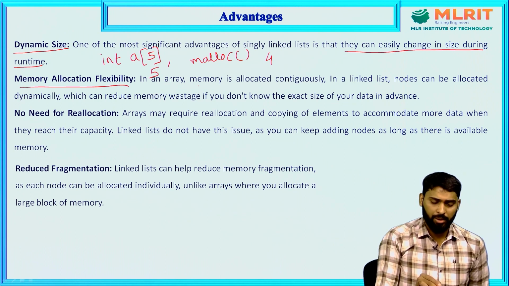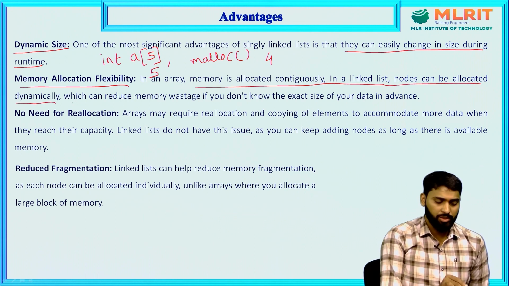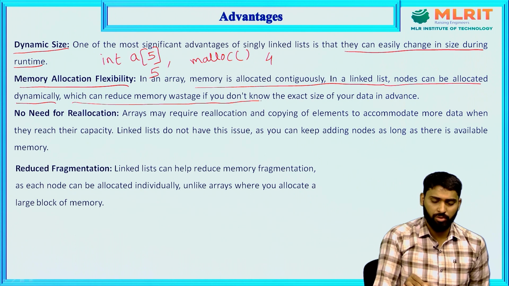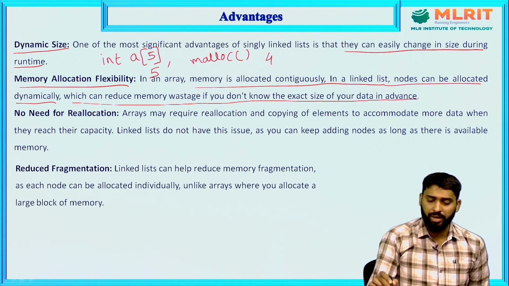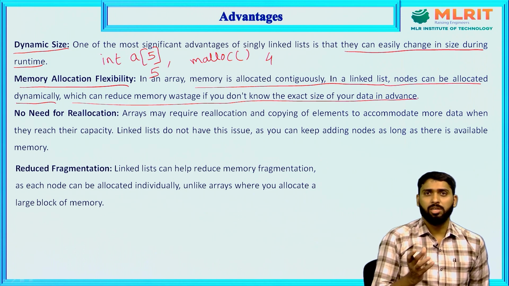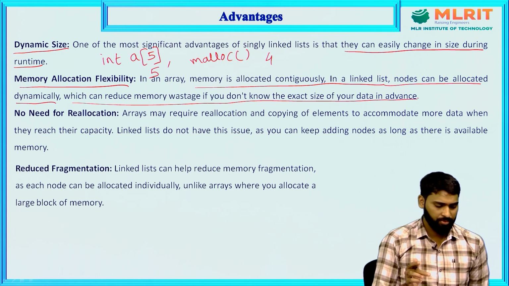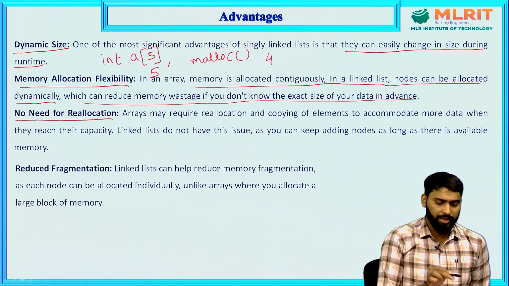In an array, memory is allocated continuously. In a linked list, nodes can be allocated dynamically, which can reduce memory wastage if you don't know the exact size of your data in advance. Okay, if I don't know how many data elements we have, then in this case we use a single linked list. If you know the exact data elements, for example I am going to read only 10 elements, then we consider an array.